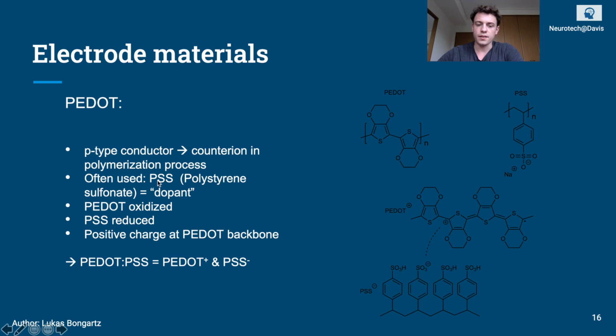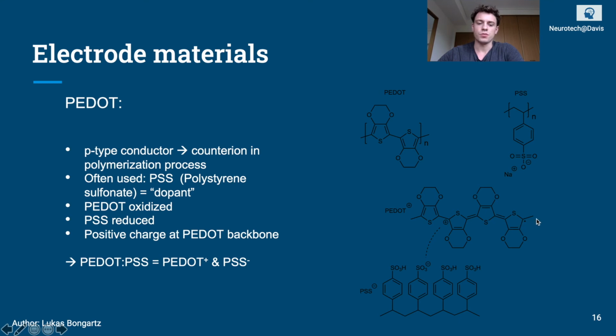This compensating ion is often also called dopant, and it's often chosen to be PSS, so polystyrene sulfonate. It's induced during the polymerization, usually. In this process, PEDOT is oxidized, meaning it gives away one of its electrons, and PSS is reduced. It receives the electron. And when we apply voltage to the material, the positive charge can then travel along the PEDOT backbone.